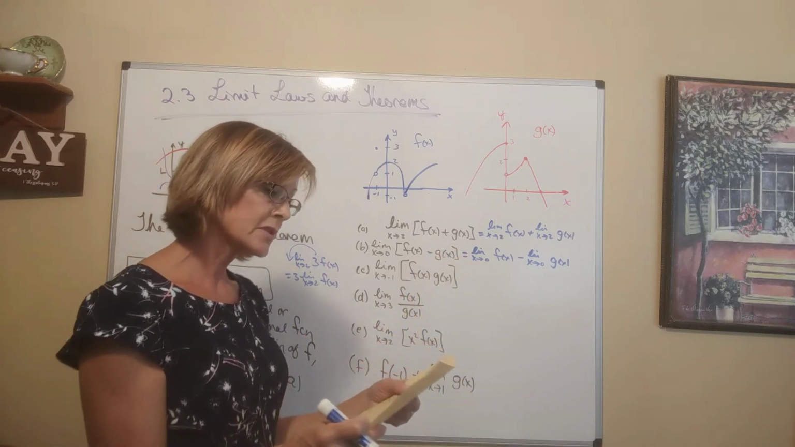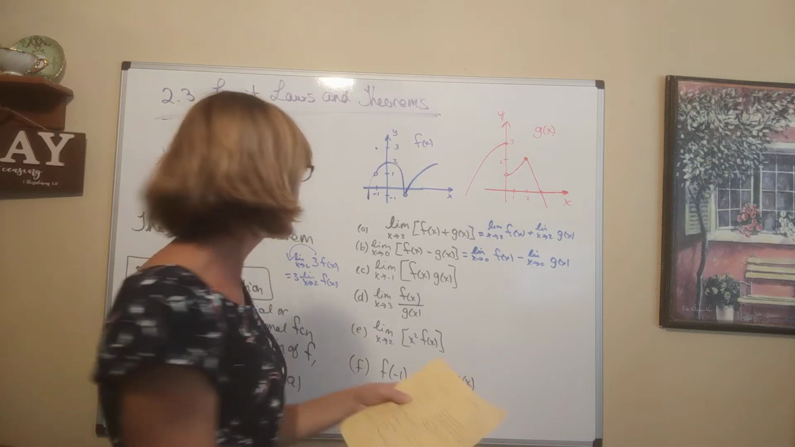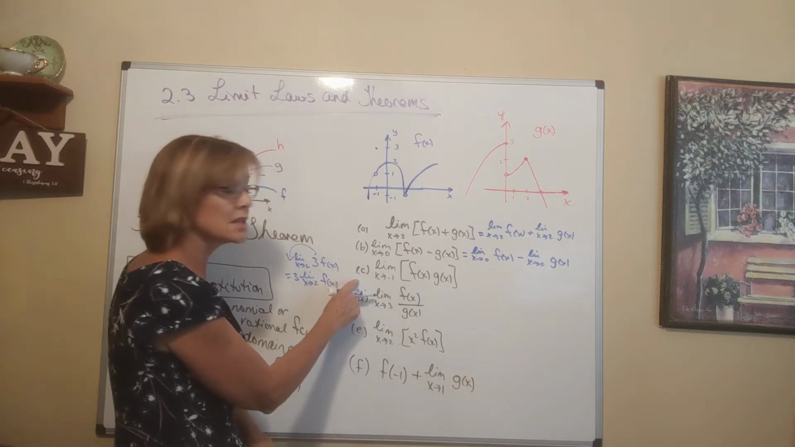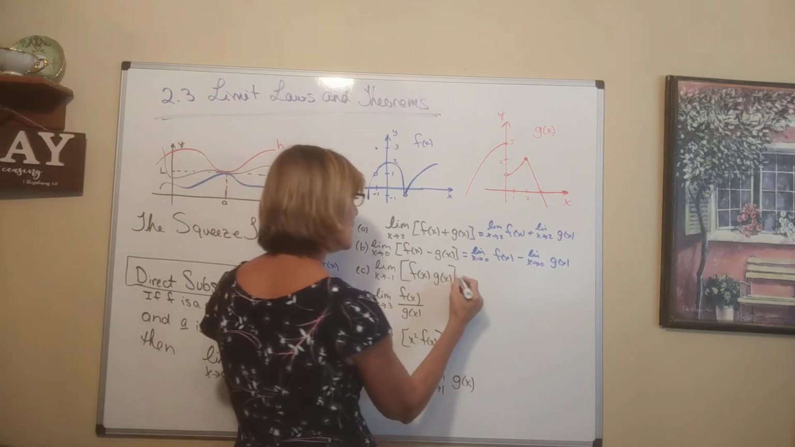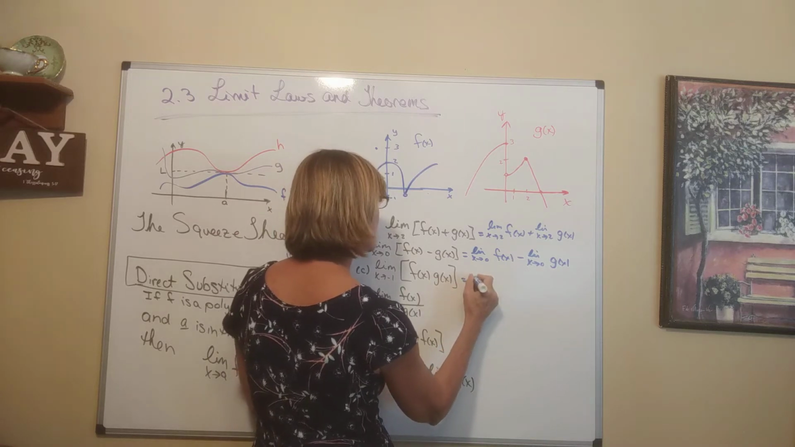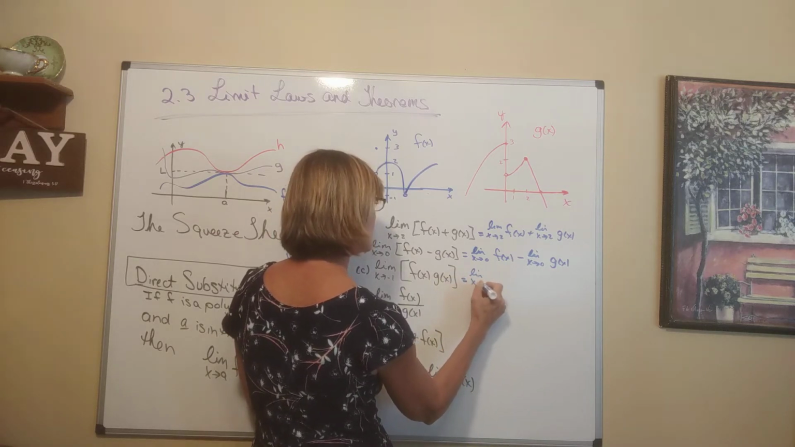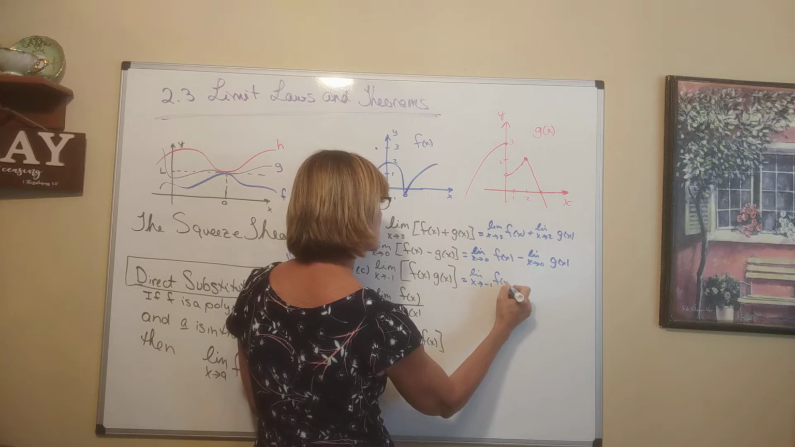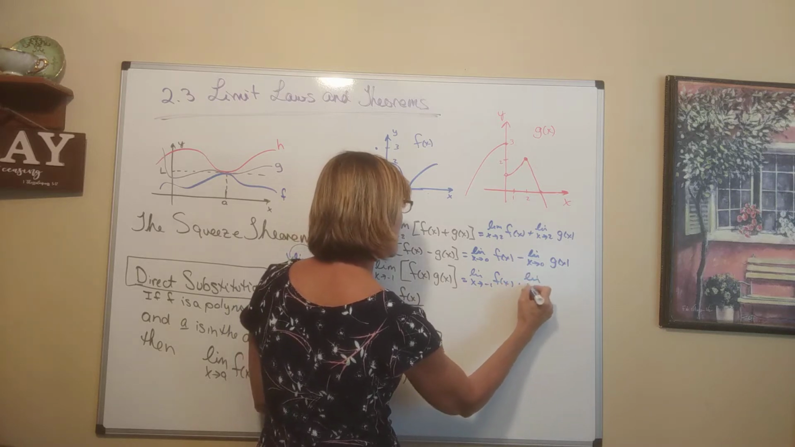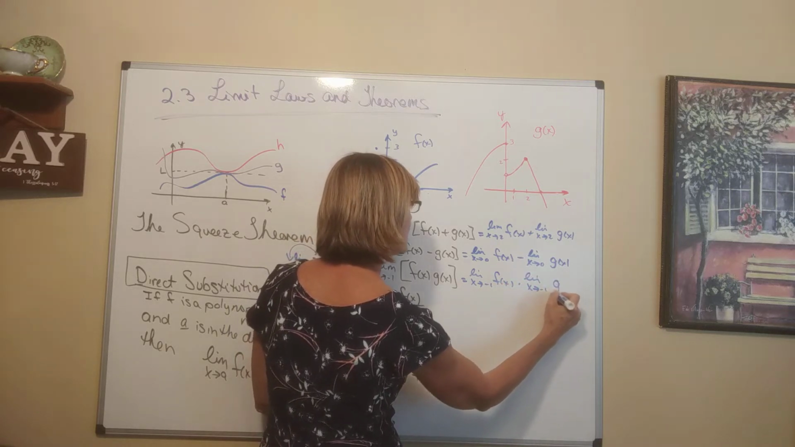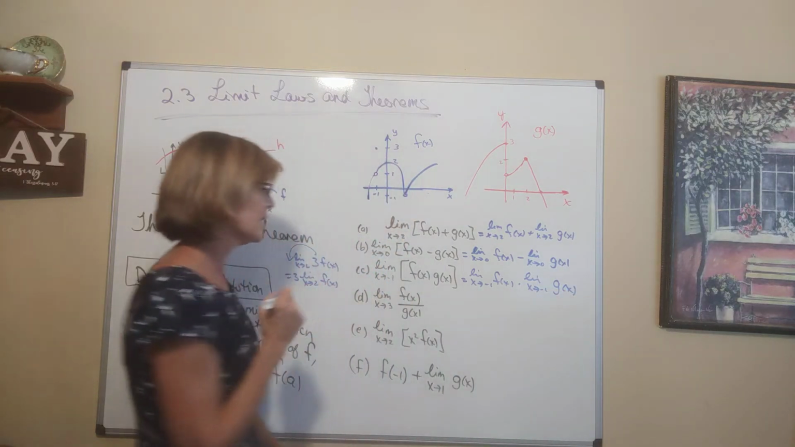In words, number 4 says the limit of a product is the product of limits. We do have one like that in C. So this is the limit of a product. This is equal to the product of limits. The limit as x goes to -1 of f of x times the limit as x goes to -1 of g of x. That is what that law says right there.